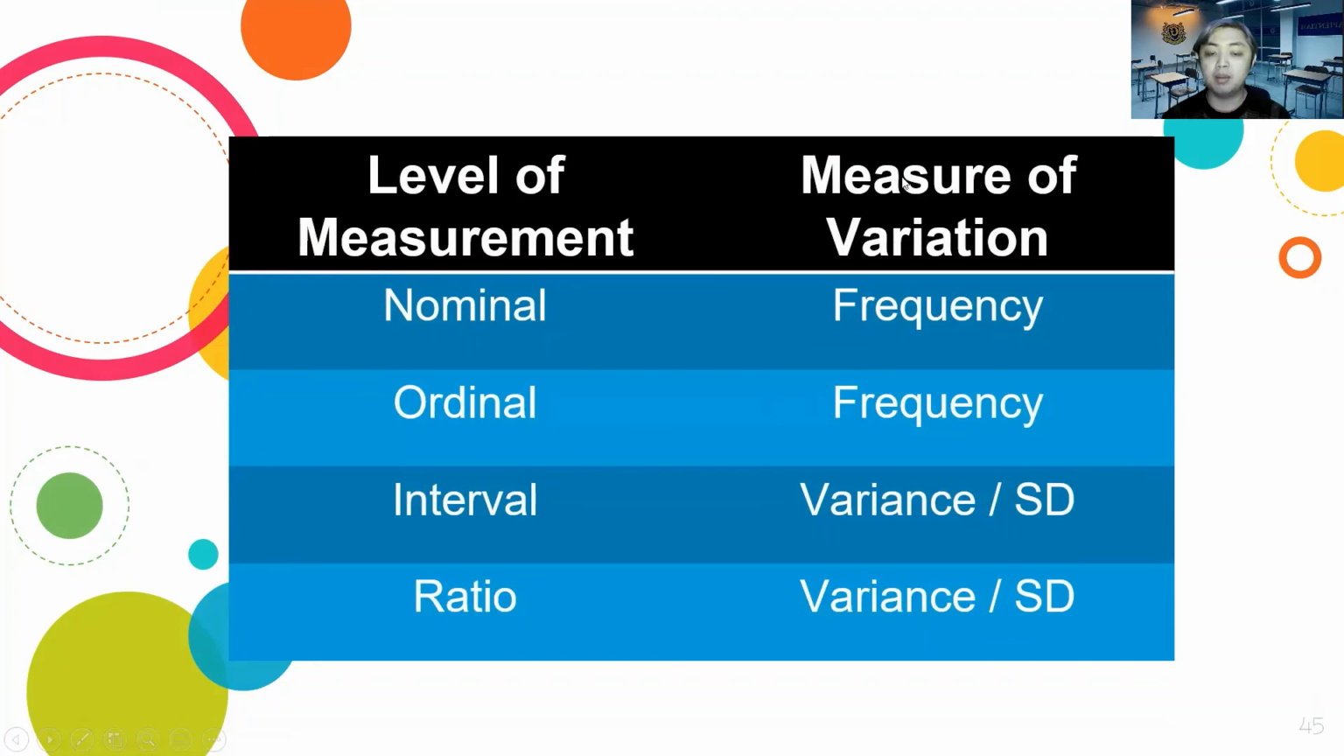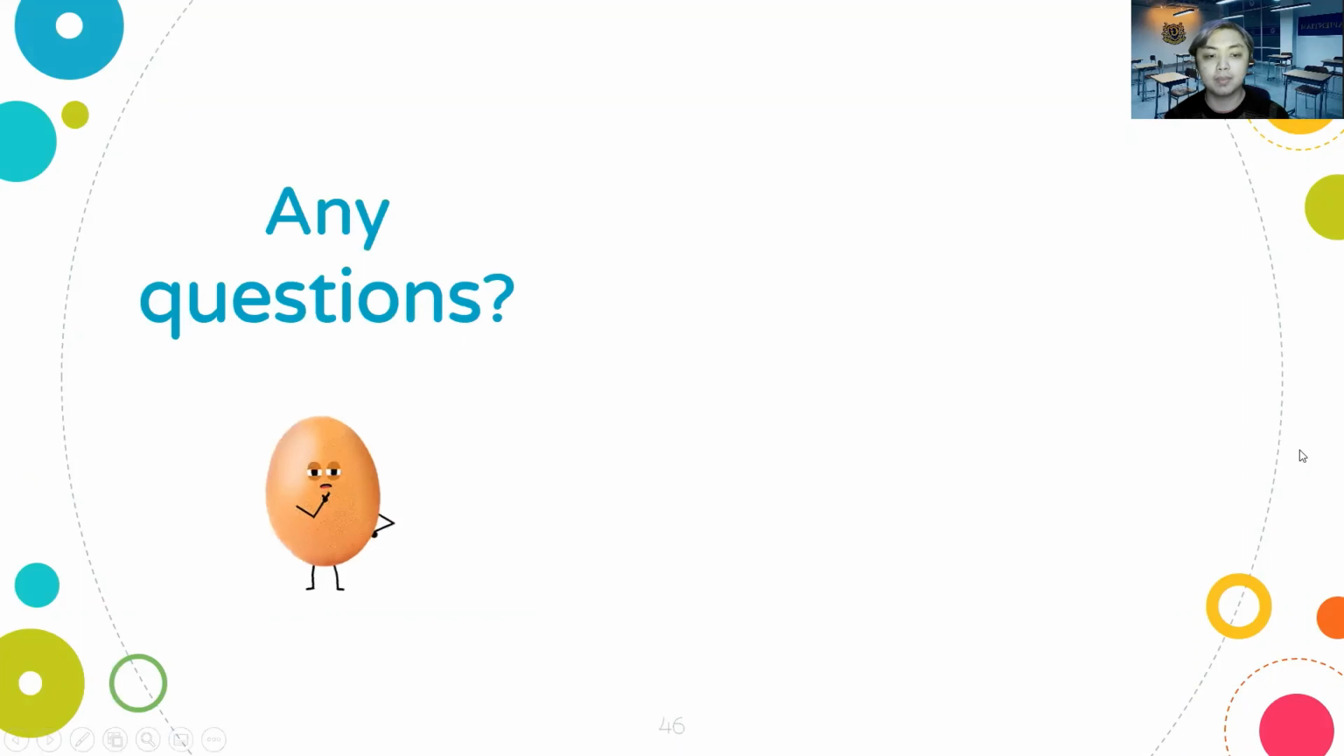In terms of variation, pag nominal yung data, we use frequency. For ordinal, we use frequency. So we present them using frequency distribution table or histogram or bar chart. For interval and ratio data, what we use are variance and standard deviation. So those are the different ways to analyze the data in a descriptive way.